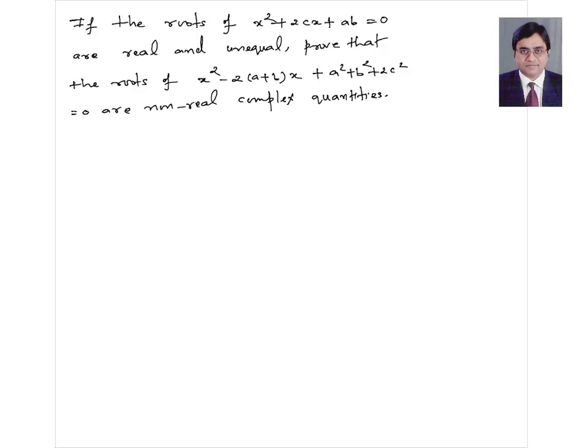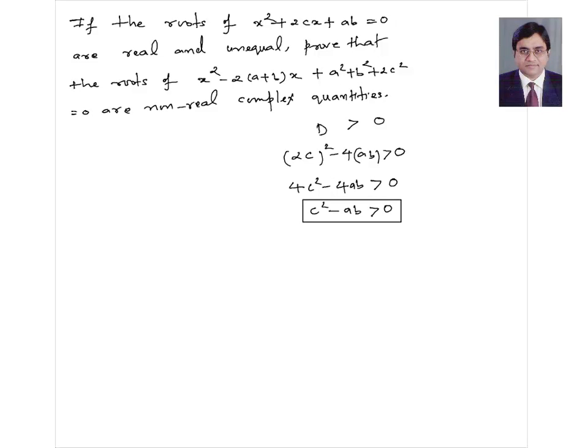Okay, here we go. For this, roots are real and unequal. Now that means D is greater than 0. So (2c)^2 minus 4 times AB is greater than 0. 4c squared minus 4AB greater than 0. Dividing by 4, c squared minus AB greater than 0. This one should be useful to us while handling this.